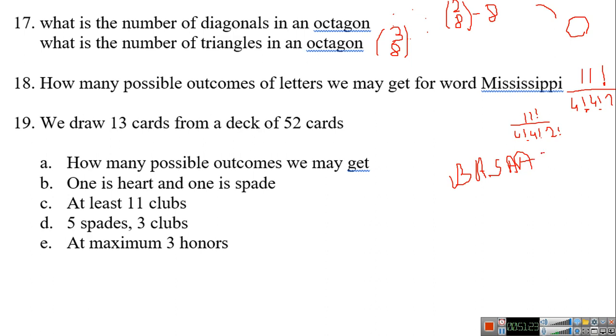If I take another one, suppose you have this word B, A, S, A, A, R. How many possibilities? You count 1, 2, 3, 4, 5, 6, 7 factorial over how many B, 1. How many A do you have? 3, so over 3 factorial. How many S do you have? 2 factorial, and R is 1.